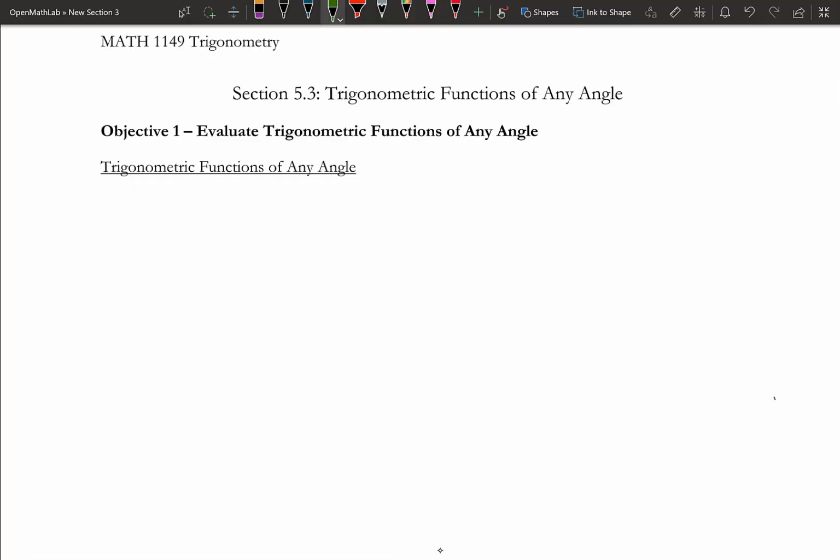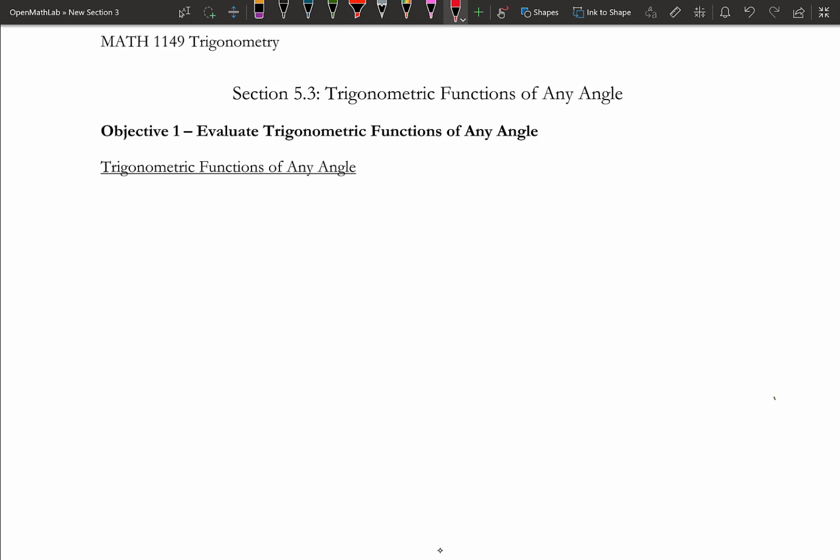Hi class, this video is going to be over section 5.3, which is trigonometric functions of any angle. So objective 1, we want to be able to evaluate trigonometric functions of any angle.